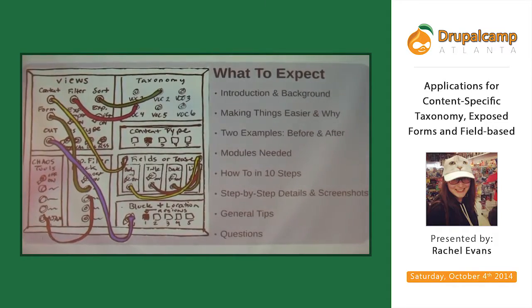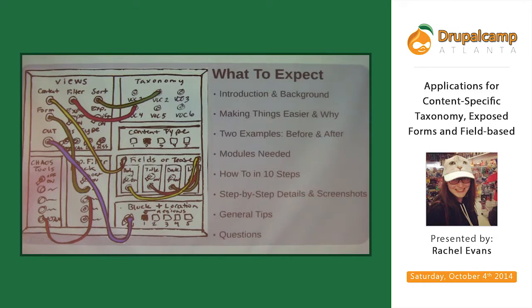So first, I want to let you know a little summary about what I'm going to talk about. There's going to be a brief introduction and background to let you know why we made these changes. Give you some reasons why we wanted to make things easier. Two specific examples that we're going to use, course offerings and scholarship and writing opportunities, that we use this method with specifically. So I'm going to walk you through the steps of that.